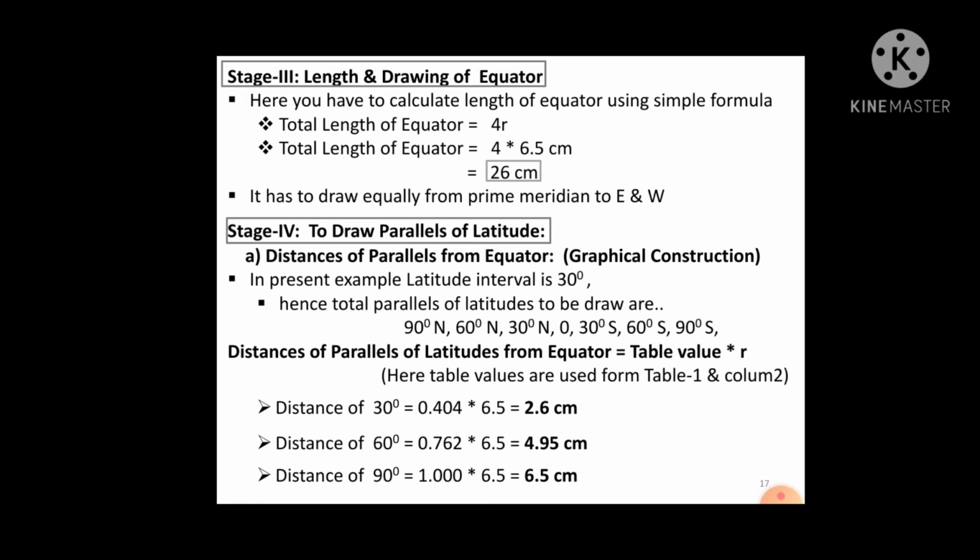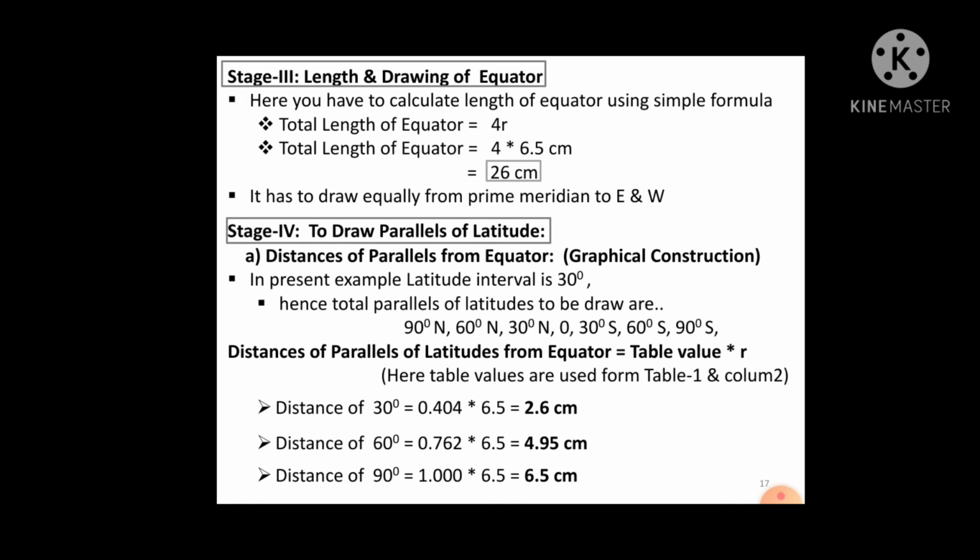In the third stage, you have to find out the length of the equator. That we know, it's very simple. The total length of the equator is equal to 4r. So 4 multiplied by 6.5, because 6.5 is the small r, the radius of the circle. So we got 26 centimeter. That 26 centimeter is the total length of the equator. Now stage 4, which belongs to the parallels of latitude, to draw the parallels of latitude.